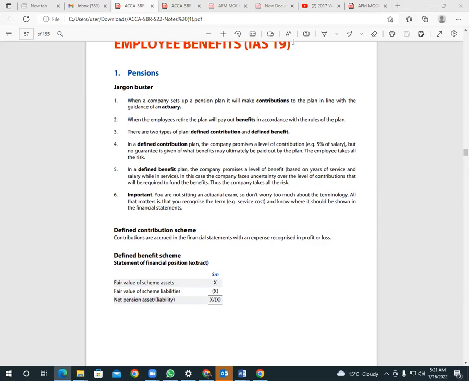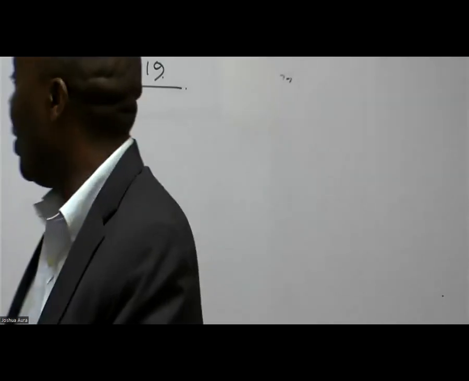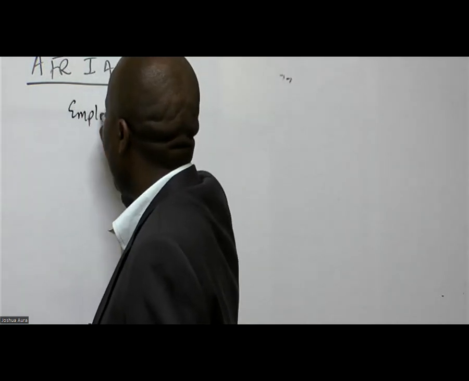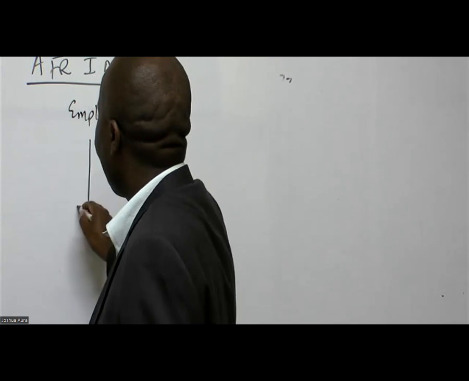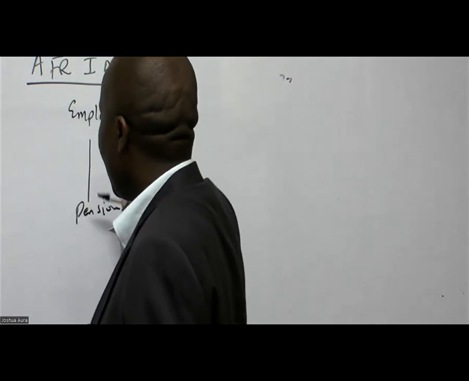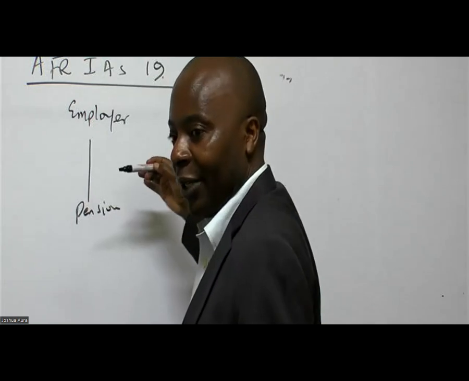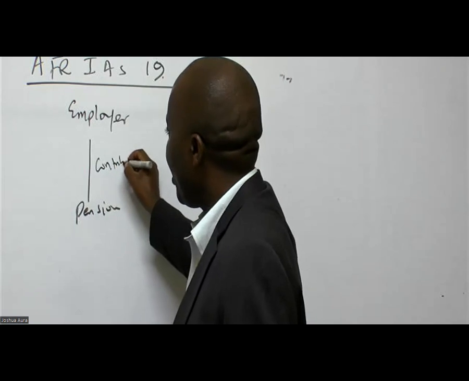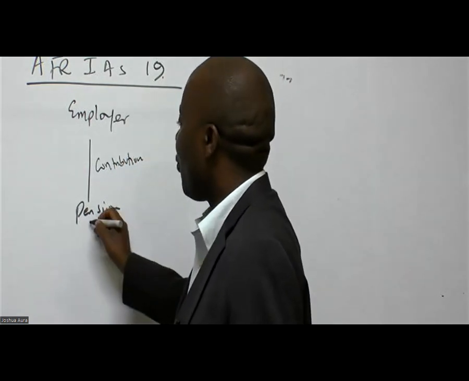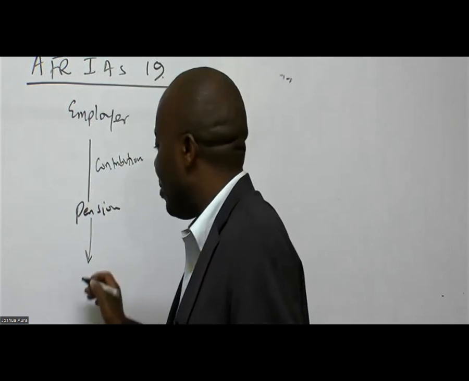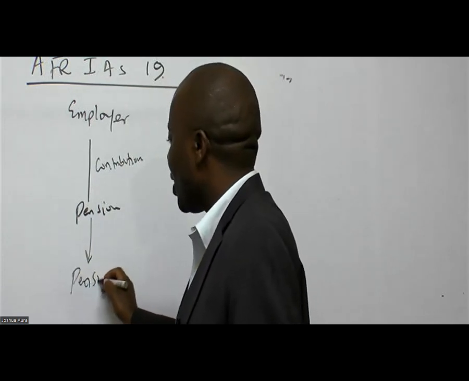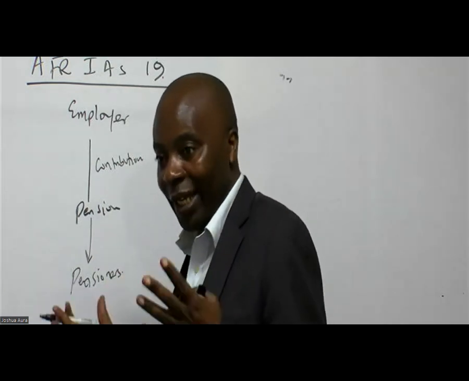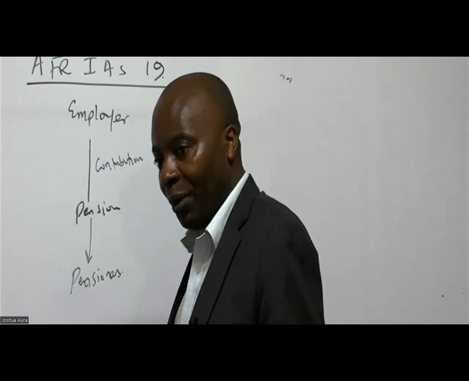Now listen to me very well. It is the employer who is setting up what here? This pension. So we have the employer, the company. So the employer sets up the pension plan. At the end of maybe every month, depending on the arrangement that they have with the employees, the employer will be doing what we call contributions. And then of course the pension plan will be paying the pensioners. At the end of the day, there will be some payouts when they retire.